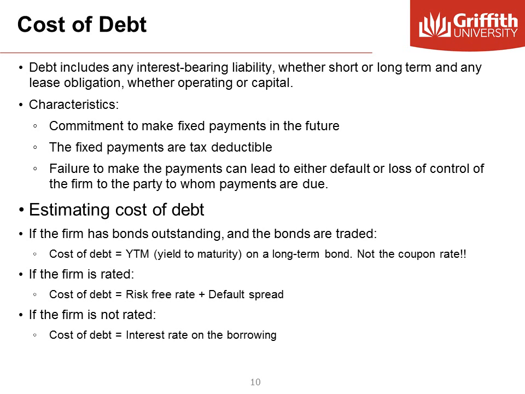How do we calculate cost of debt? If the firm has bonds outstanding and the bonds are traded, the yield to maturity on a long-term straight bond can be used as the interest rate. If the firm is rated, we use the rating and a typical default spread on bonds with that rating to estimate the cost of debt. If the firm is not rated and it has recently borrowed long-term from the bank, use the interest rate on that borrowing.